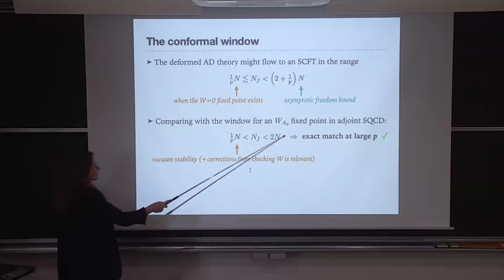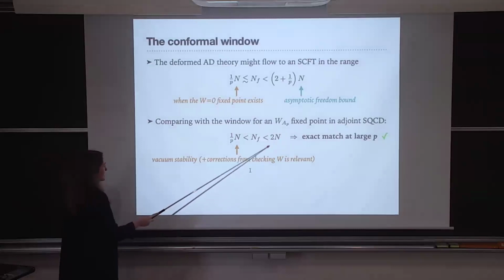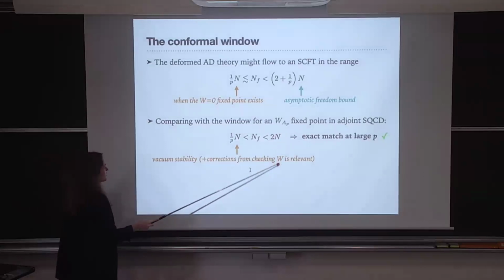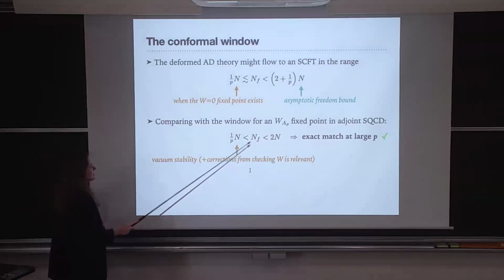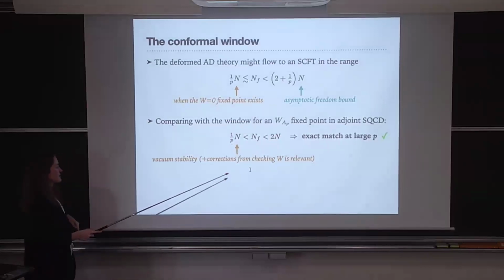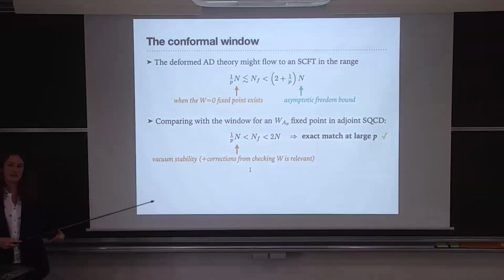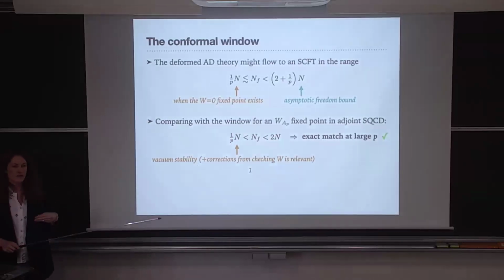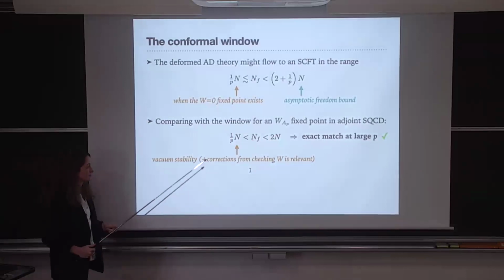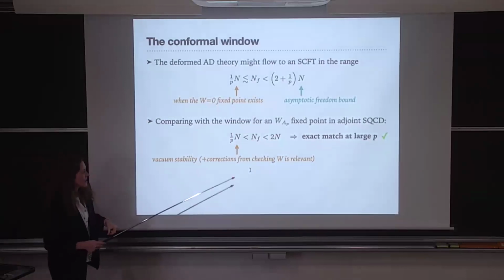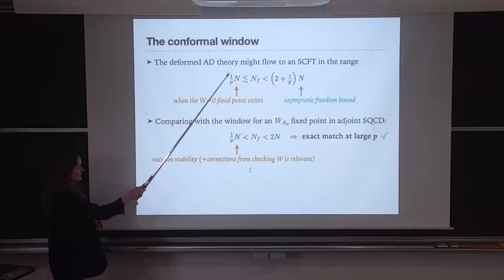There, the right-hand side of that existence bound comes from the description of asymptotic freedom. And the left-hand side comes from a vacuum stability condition, needing a stable supersymmetric vacuum to exist in the theory. You can check that that gives some bound on the number of flavors. And so we get very similar windows.